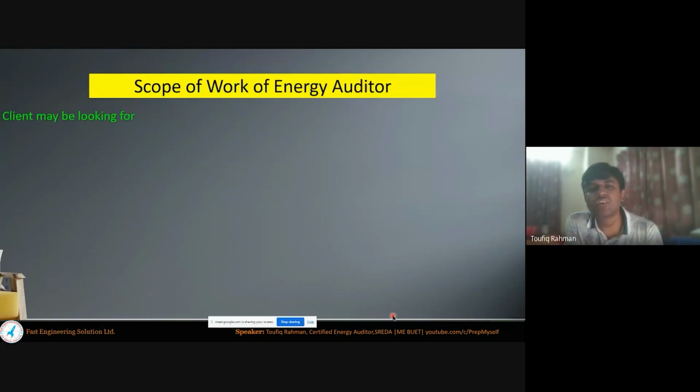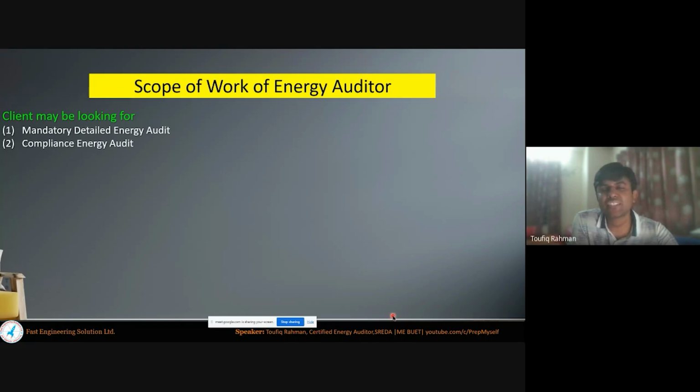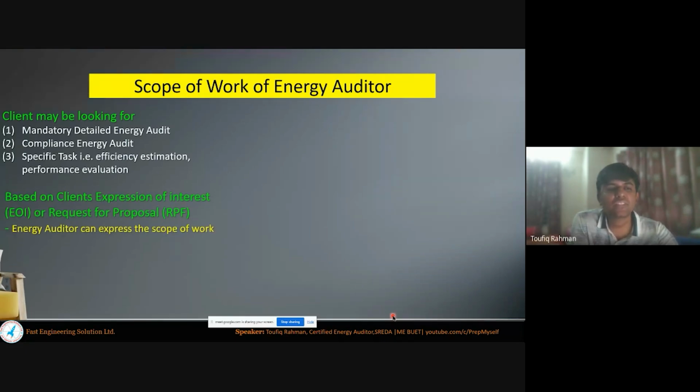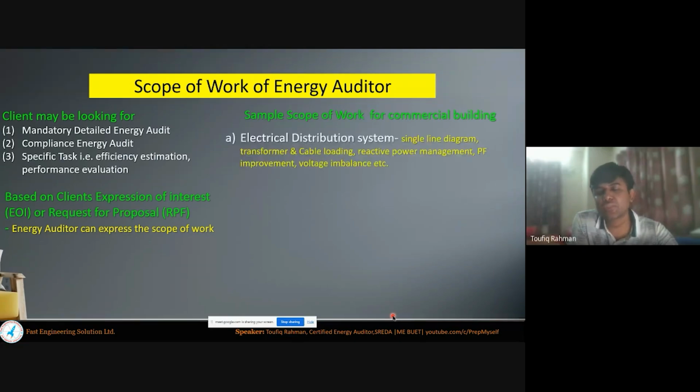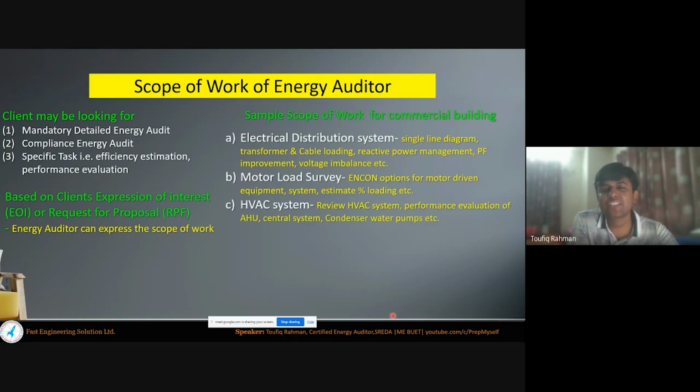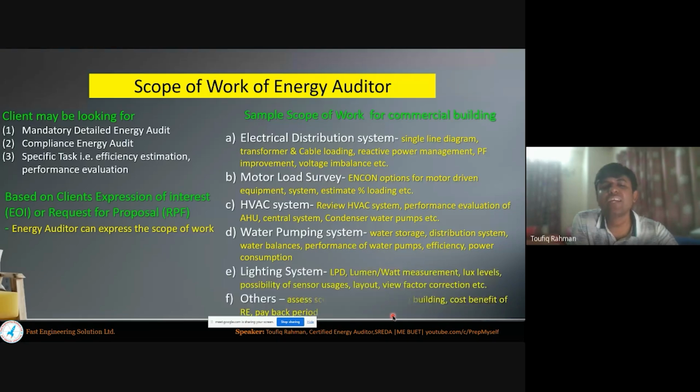If you are an energy auditor or the energy manager, you are going to manage the energy in the facility. So the client may be looking for a mandatory energy audit, or a compliance energy audit, or a specific task: efficiency estimation, performance evaluation. Based on the client, you can express your interest. The manager can express the scope of work. The scope of work may be their electric distribution system, motor load surveys, HVAC system, water pumping system, lighting system. Everything can be under the scope of work for the energy management system.